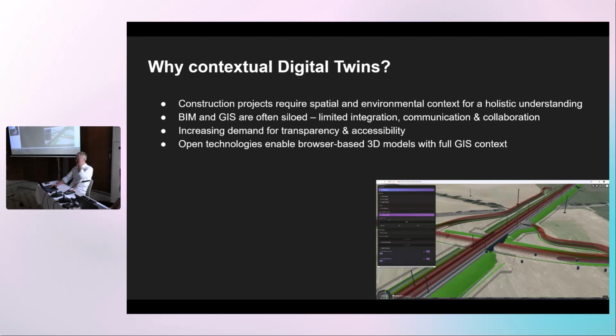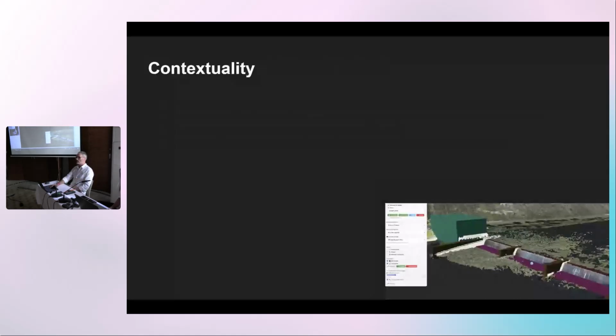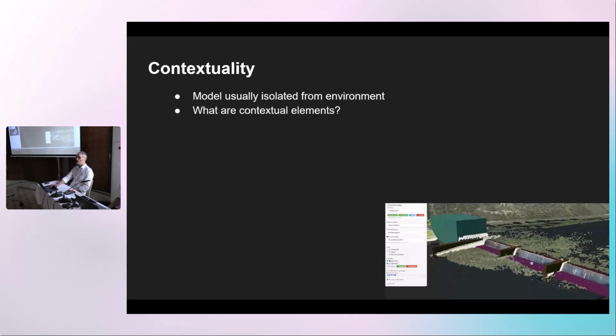So what does context mean? Usually, as I said, the BIM model is isolated from the environment. Even though you might import a terrain model and do some texture and rendering, it still stands alone. And what are contextual elements then? Usually you have a digital terrain model. Think about the globe, again, Google Earth. On top of it, there's a terrain model. The terrain model then is covered by an image layer that consists of ortho photos or map data.